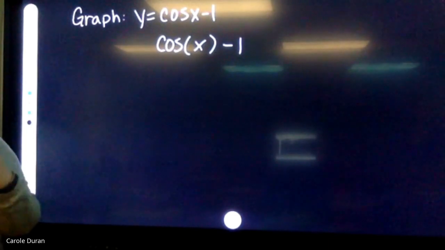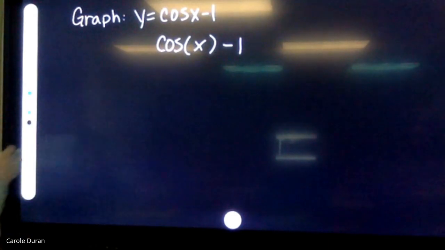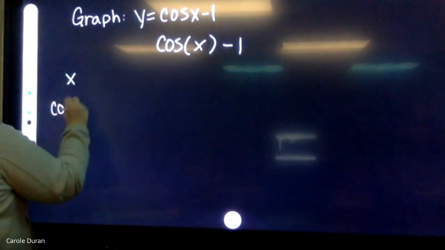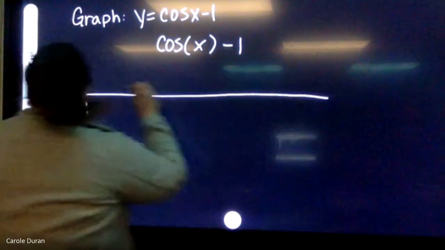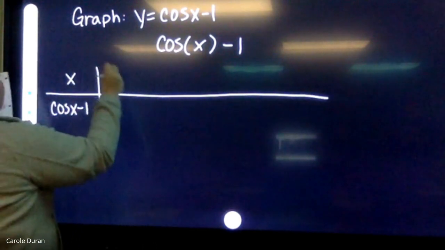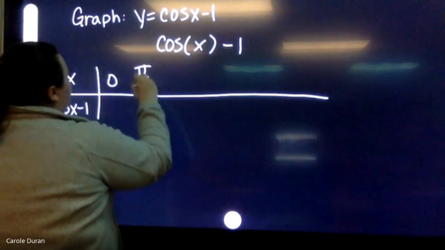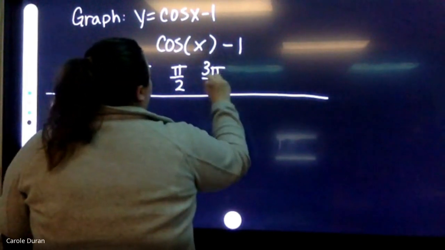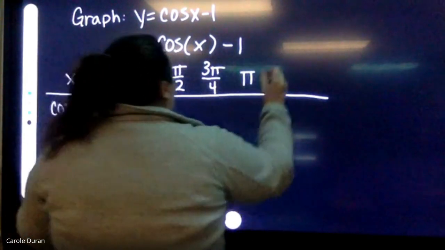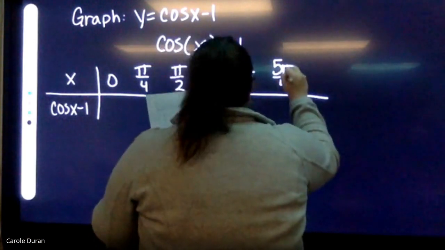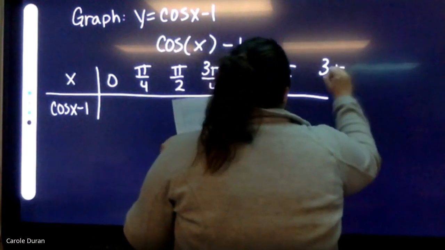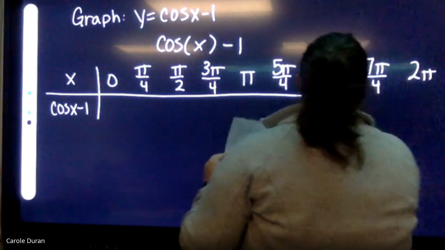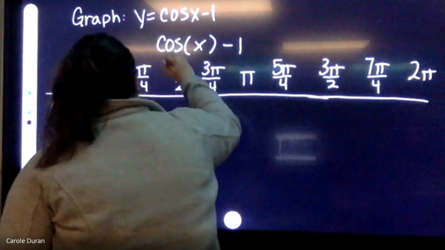So make sure you're paying very, very careful attention to how this gets plugged in. We're going to use the same values for this one, just not quite as many because we don't need them, and we're going to plug them into our calculator as practice. The first one I'm going to use is 0. Then pi over 4, then pi over 2, 3 pi over 4, pi, 5 pi over 4, 3 pi over 2, 7 pi over 4, and 2 pi. So these are all the x values that I'm going to be plugging in.